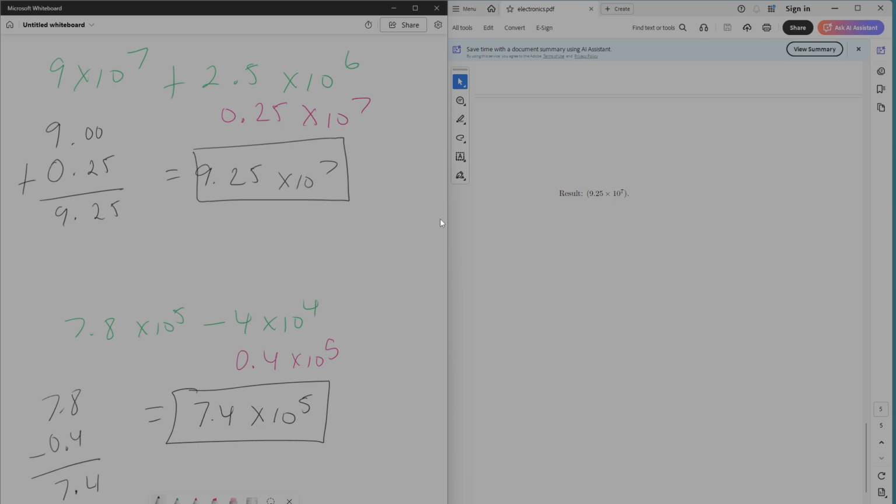Okay, so we have learned that sometimes we need to change the coefficients to match the exponents, and then we add or subtract the coefficients, and then we keep the same exponent.